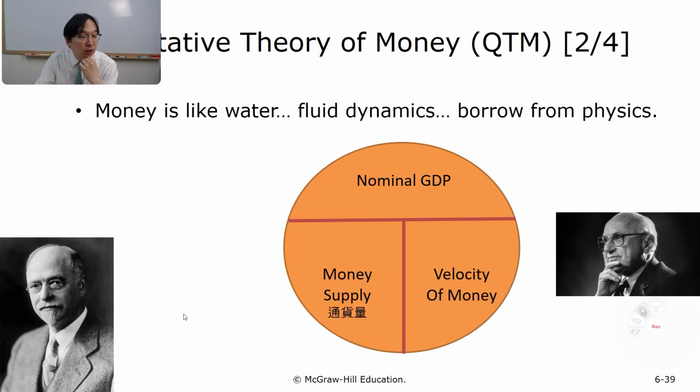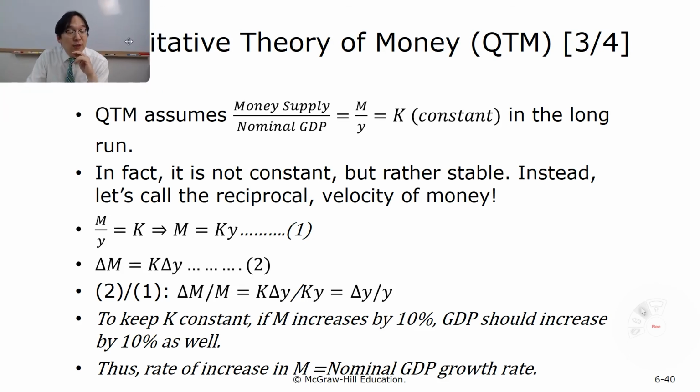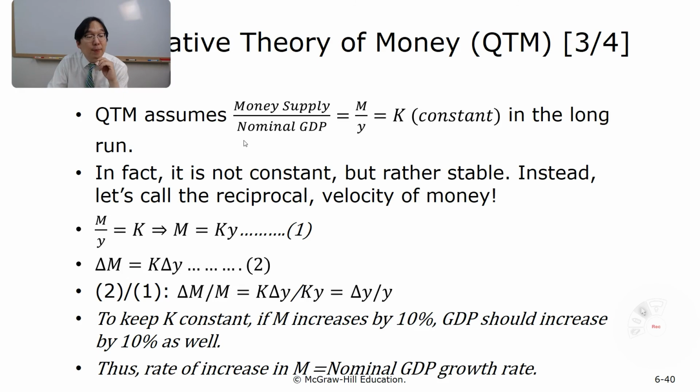So who do we see over here? Milton Friedman on your right hand side, and on the left hand side is Irving Fisher, Professor Irving Fisher, whom I told you about before. The quantitative theory of money assumes that money supply divided by nominal GDP should be a constant, K, the German word for constant. It's just there. M over Y in the long run. That's their idea, first of all. In fact, it is not constant, but rather stable. Instead, let's call the reciprocal, which is Y over M, the velocity of money. Okay.